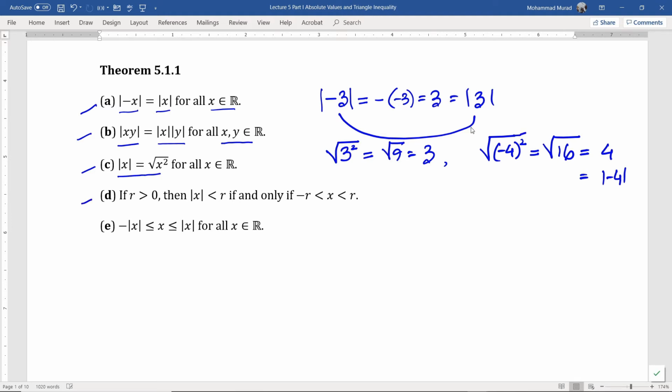Statement D. If R is a positive real number, then the inequality absolute value of x smaller than R would be true if and only if x is greater than negative R and x is smaller than positive R. For example, the inequality is true if and only if x is greater than negative 3 but smaller than positive 3.